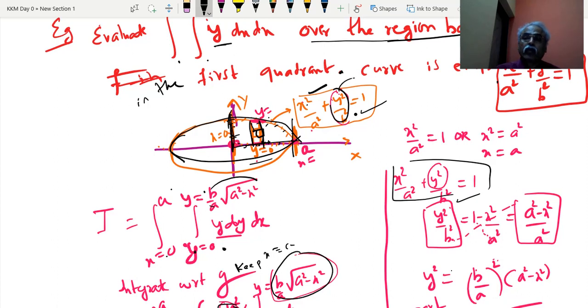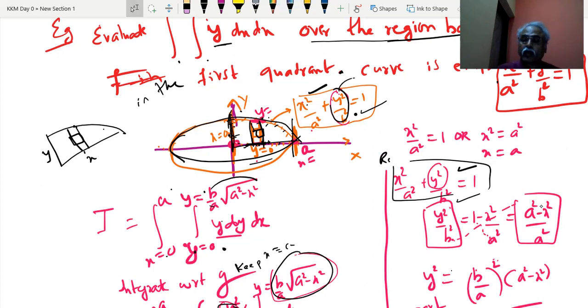And coordinate axes means x axis, y axis, and the ellipse. So this becomes the region of integration, which is, this is y axis, this is x axis, this is the ellipse. If you take an elementary area, move it up and down, it touches the x axis and the ellipse, that is, y equal to 0 to y equal to whatever we get from this ellipse. So when I substitute here, x square by a square plus y square by b square equal to 1.